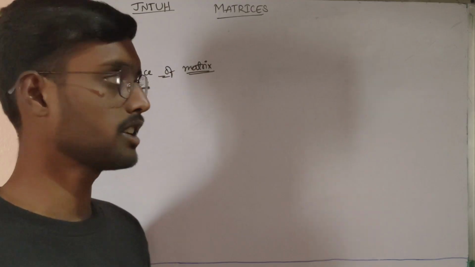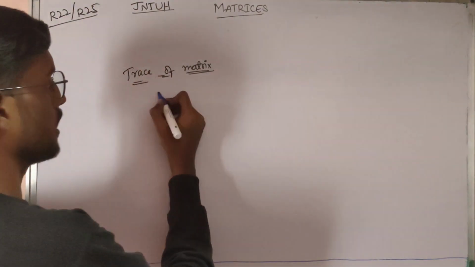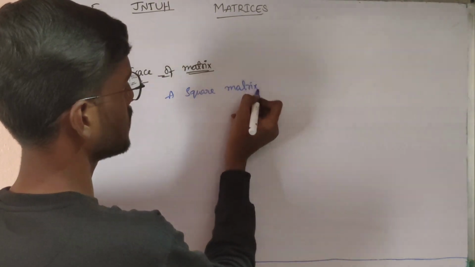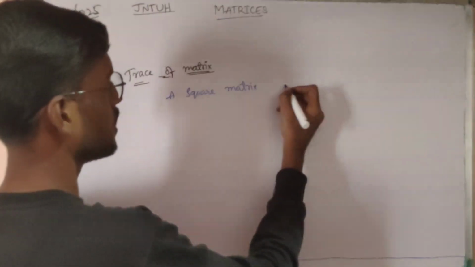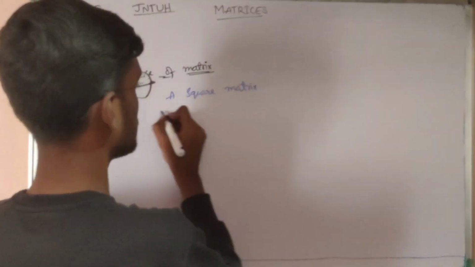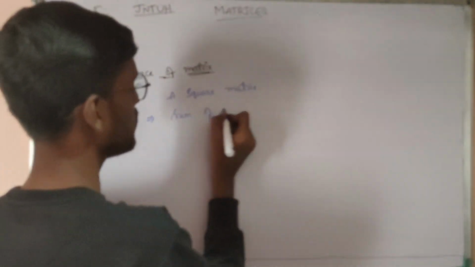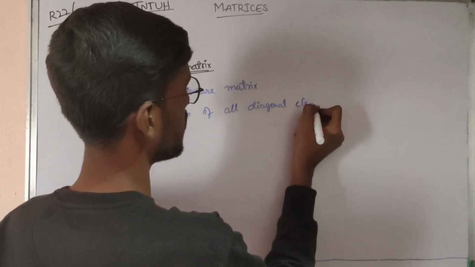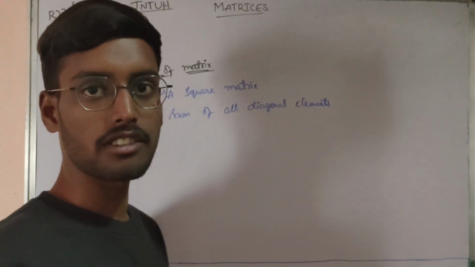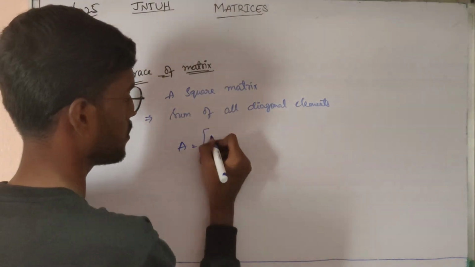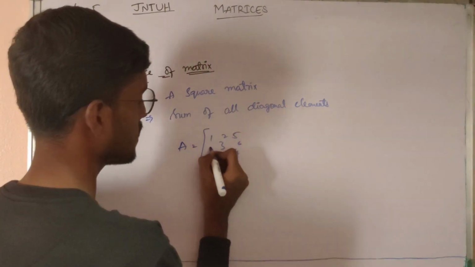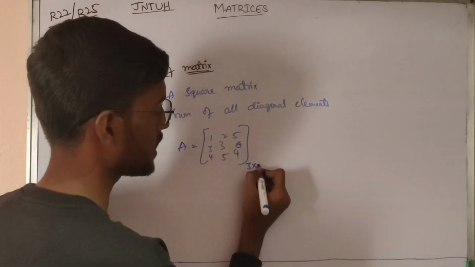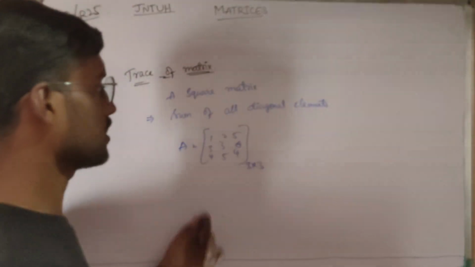Next topic is trace of a matrix. Trace of a matrix is defined for a square matrix. The sum of all diagonal elements is called the trace of a matrix. Let us consider A as a matrix 1, 3, 4, 2, 5, 6, 3, 4, 5. This is our matrix, a matrix of order 3 by 3, right? The sum of all diagonal elements is called the trace of our matrix.